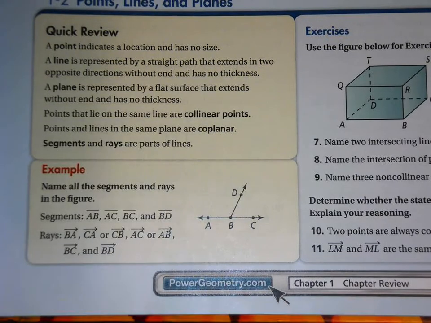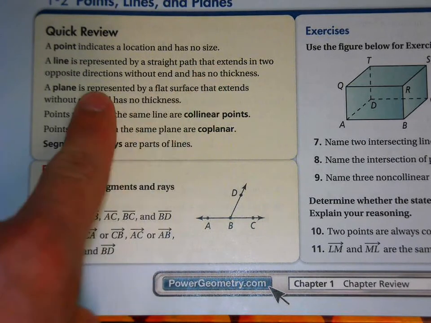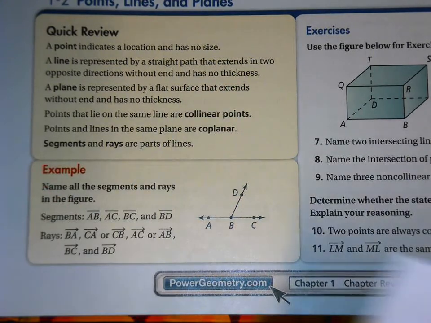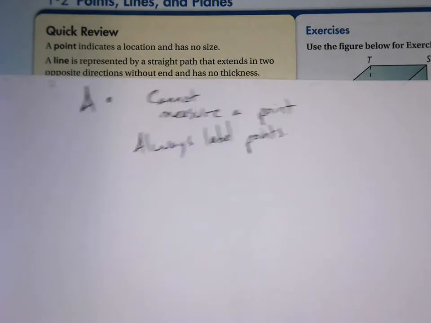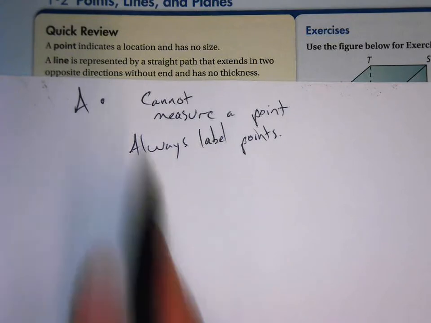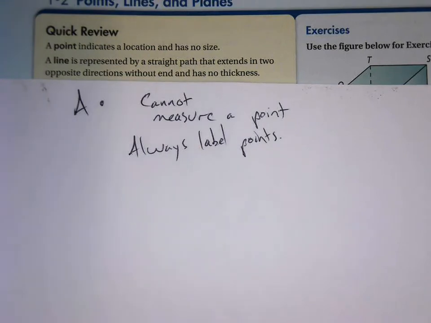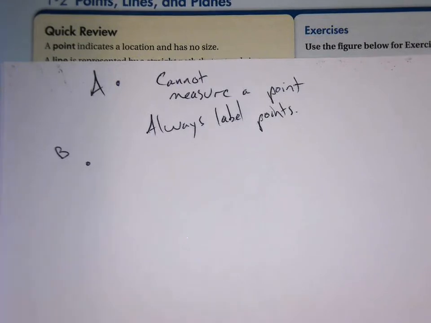Now, what's a line? A line is represented by a straight path that extends in two opposite directions without end and has no thickness. What? That's crazy. So how does a line get born? Let's go back to the whole thing about a point. If we have a point that exists here, remember a point has no measure. You can't measure a point. It's just a location. Well, if I invented another point, let's call it B, now we can create, or give birth to, a line.